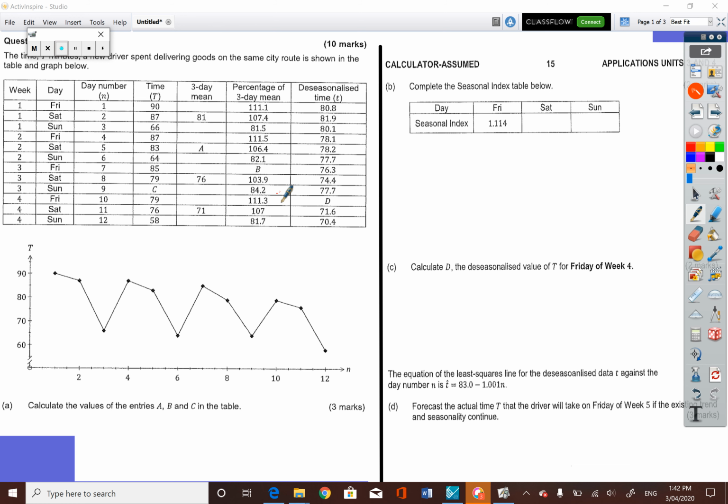So if you could get your calculators out and ready to go, we're going to look at this 10 marker today in time series. So I'm going to go through it quickly, and then I'm going to give you an opportunity to do one yourself.